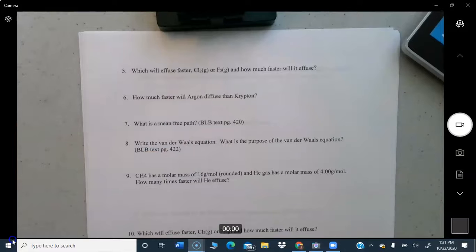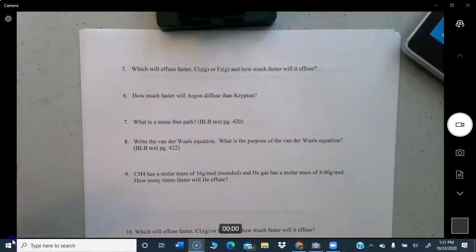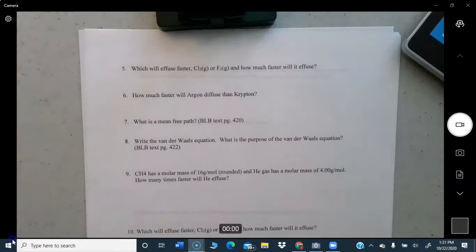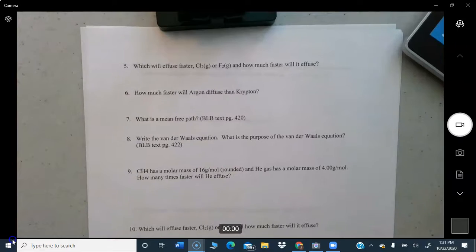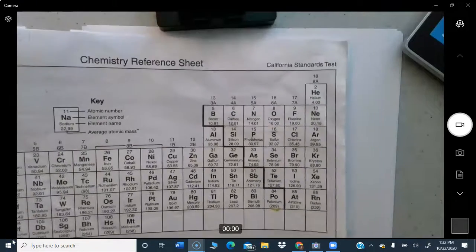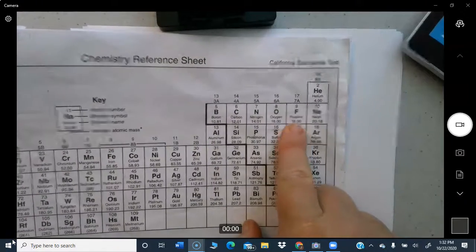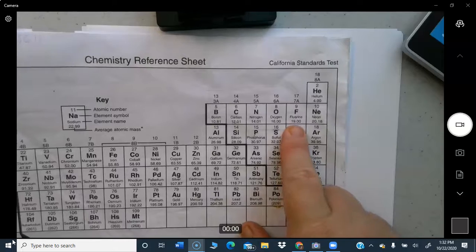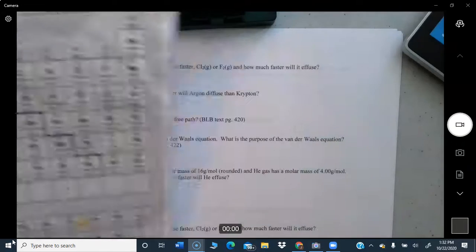Okay, several pages to this assignment, so let's knock down some of these. And again, you need to see the instruction video before you try to do this. Otherwise, you just won't have any idea which one you're doing. So, which will effuse faster, Cl2 or F2, and how much faster will it effuse? For that, you need a periodic table. So we bring in the periodic table, and we see F has a molar mass of 19 grams per mole. Cl is much heavier. It has a molar mass of 35.45, so the lighter one is going to move faster. That's just common sense, and that's the answer to that, okay?